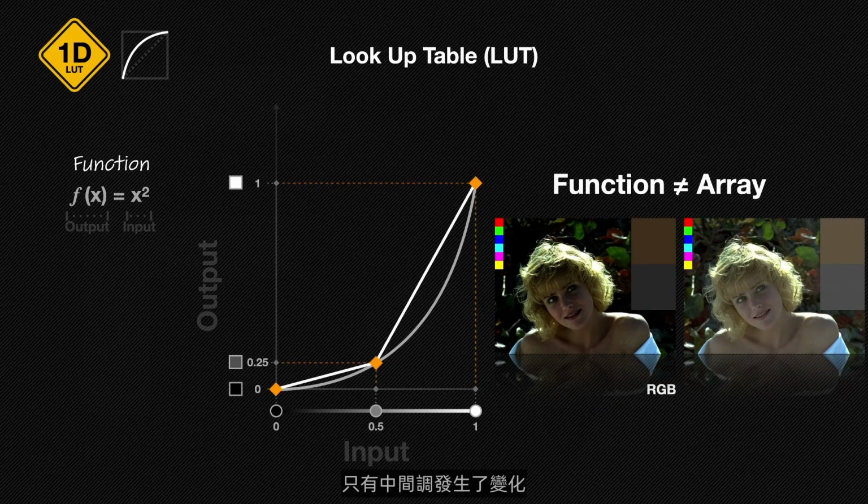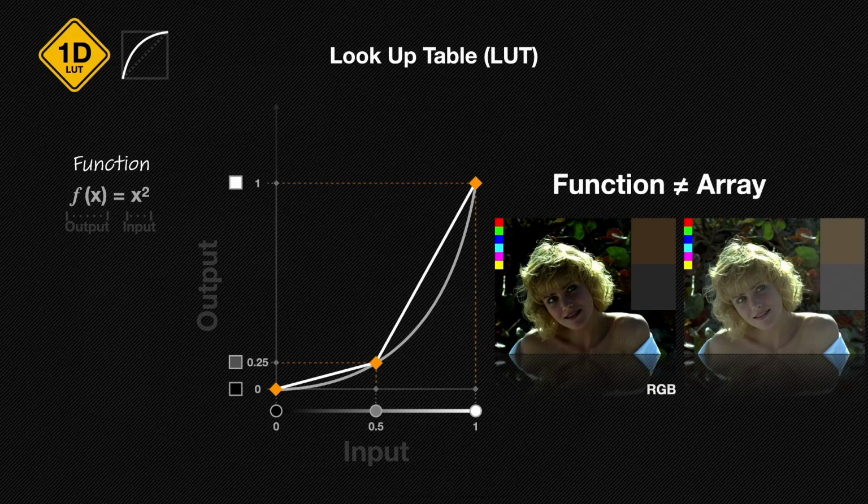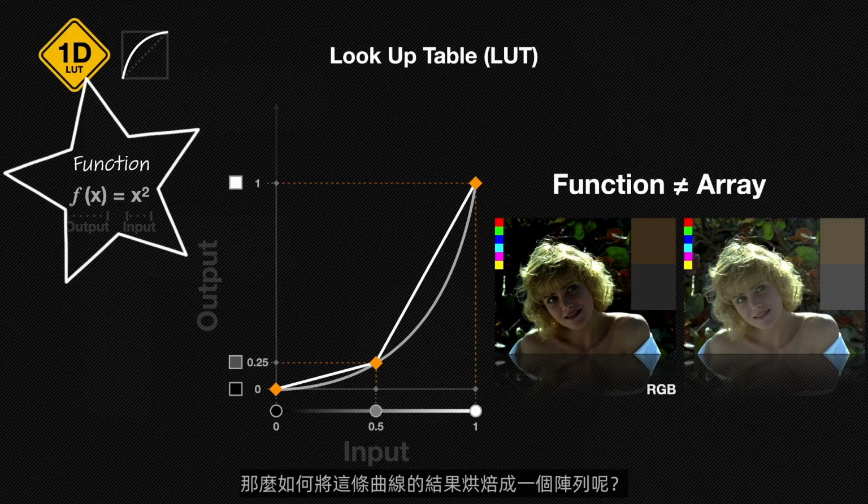Only the midtones have changed. Notice the color chips in the image of Marcy are intact, as they are value 1 or 0 in each RGB channel. And applying the formula, value 0 and value 1 always remain unchanged. This shows the overlap of the array against the function representations. Quite different, aren't they? So, how do you bake the results of this curve into an array?